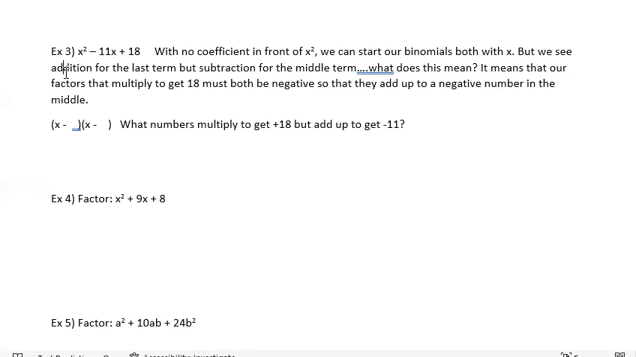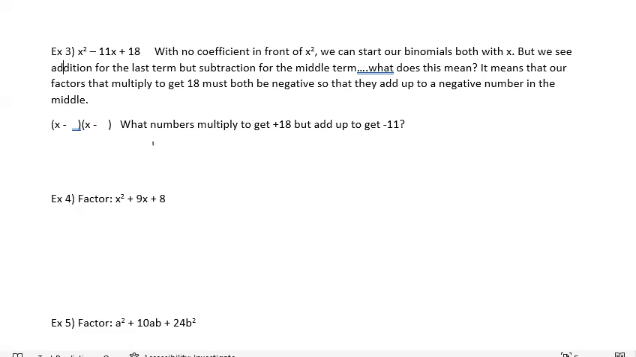Okay, x squared minus 11x plus 18. With no coefficient in front of the x squared, we know that we can start our binomials, our factors, both with x's. But we see we have addition here, so they multiply together to give us a positive number, but they're adding up to give us a negative number. That means that our factors must both be negative. So we're going to subtract in our binomials. So they multiply to give us a positive 18, but they add up to give us a negative 11.